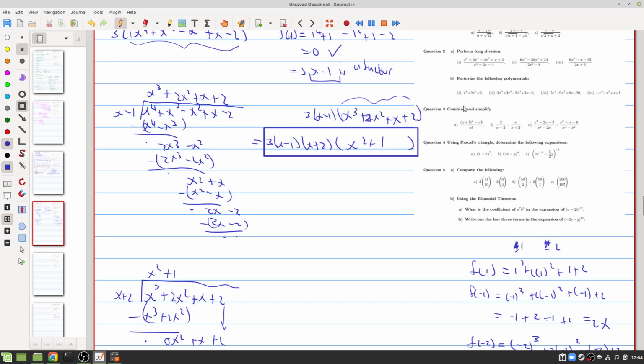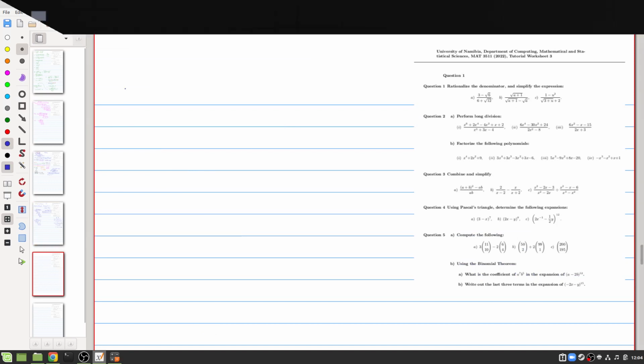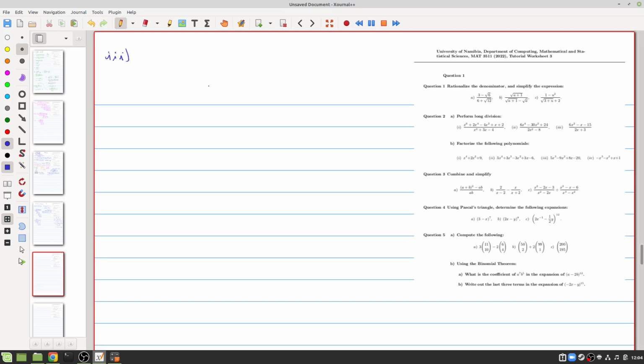Alright. These are long questions, right? Let's get to the next one. So the third one for question B. 5x to the power of 3 minus 9x squared plus 8x minus 20.